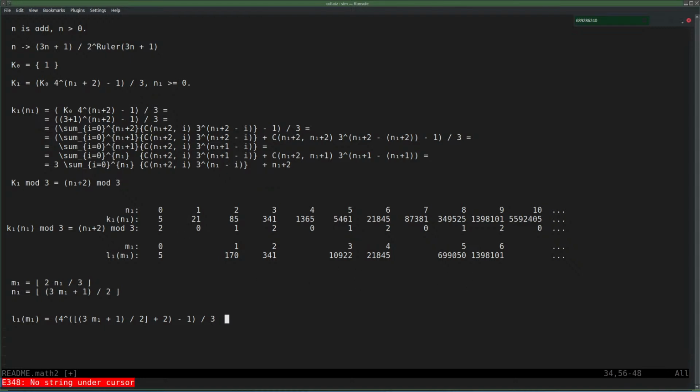Okay, so the whole thing must be multiplied by 2 to the power m1 modulo 2. So if m1 is odd, then you do 2 to the power 1, and then we have to multiply it by 2. And if m1 is even, like in the case of 0, then we don't multiply it by anything, or we multiply it by 2 to the power 0, which is 1. And now we have this list.